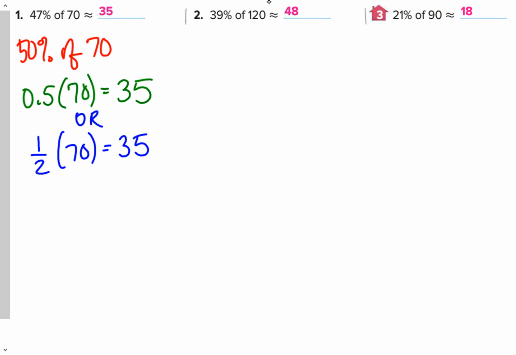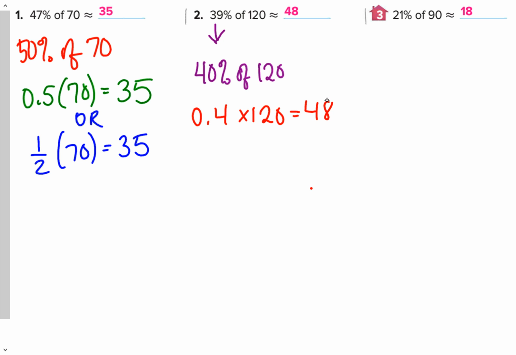Here's number 2. 39% of 120. I'm going to round 39% to about 40% of 120. So 40% again, I can say is 0.4 times 120. That equals 48. And for those of you fraction people, 40% is 2/5. So 2/5 times 120. That also equals 48. Either way, you end up with 48.